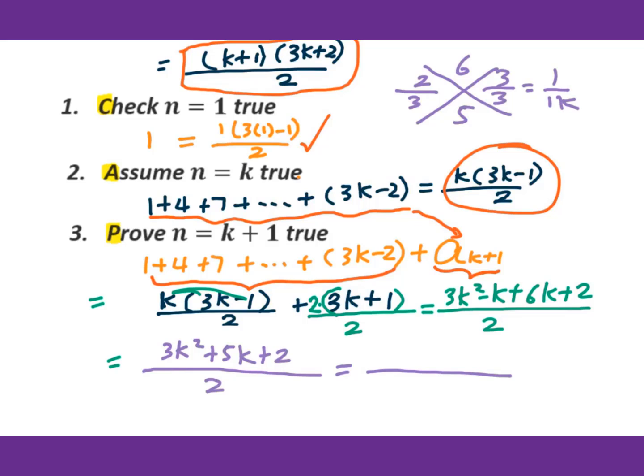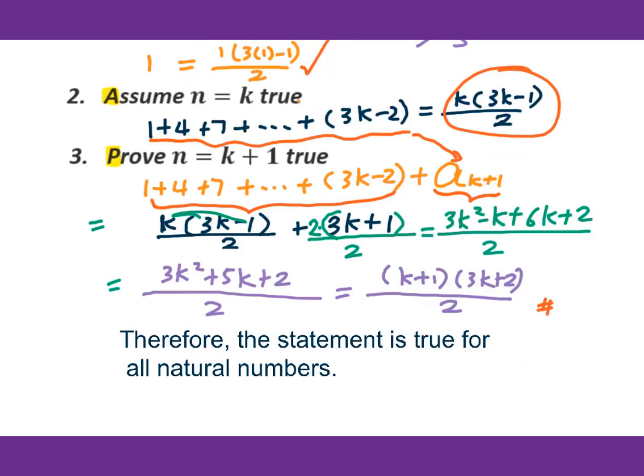Then we put the k here. Factor that. We got k plus 1 and 3k plus 2 over 2. So we finish proving. Therefore, the statement is true for all natural numbers.